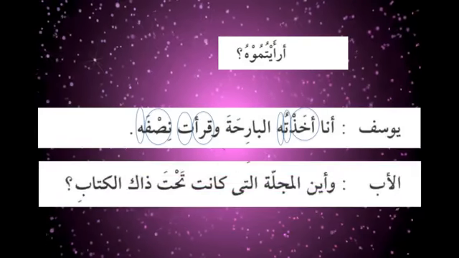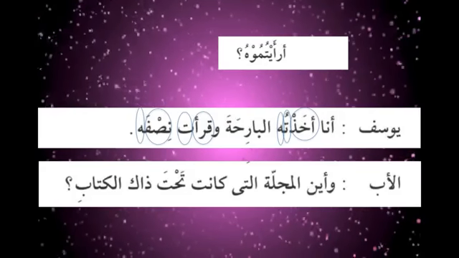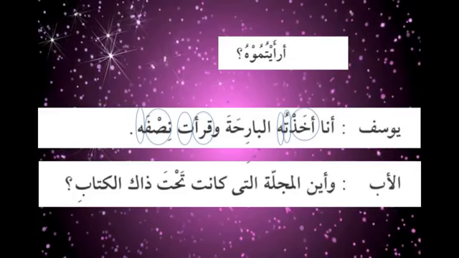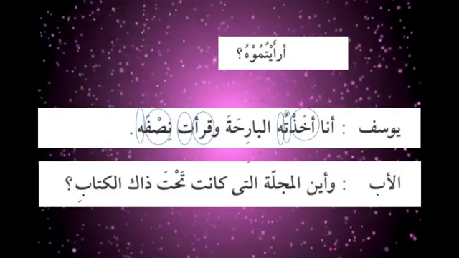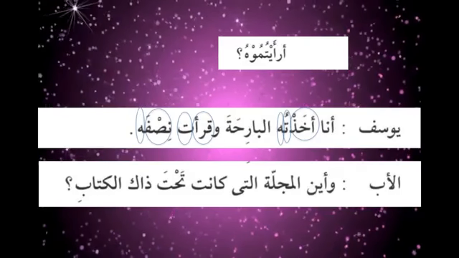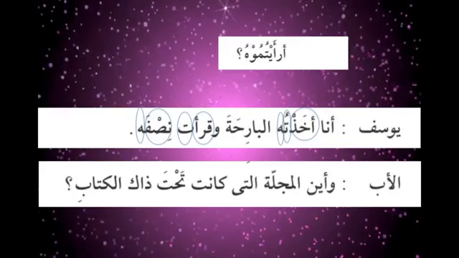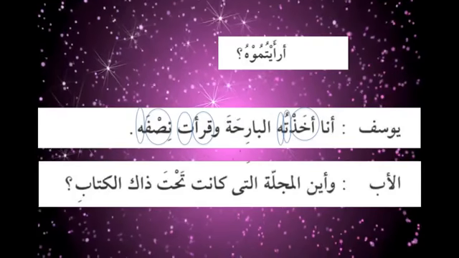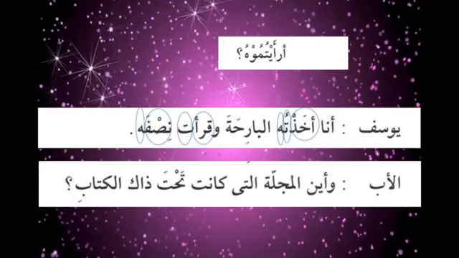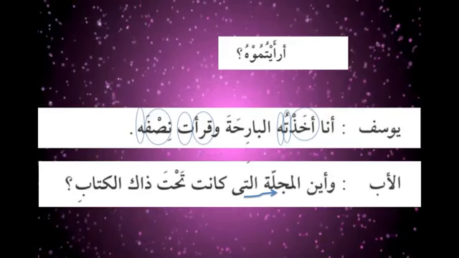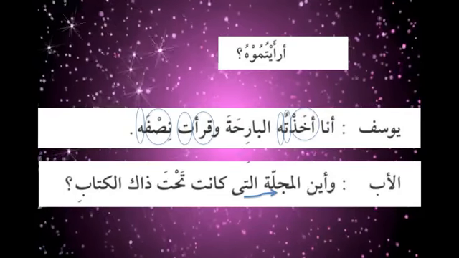Nisfahu, mudaf ilayhi. Wa aynal majallata. See, aynal majallata. Where is the magazine? Allati kanat tahta dhakal kitabi. So you have to understand what's happening, how it is connected. Al majallatu. If it is mubtada, allati, it is ismu mawsula because it is a muannas, we use allati, and it is connected to majallatu, which is describing majalla. Where is the magazine? That which was.